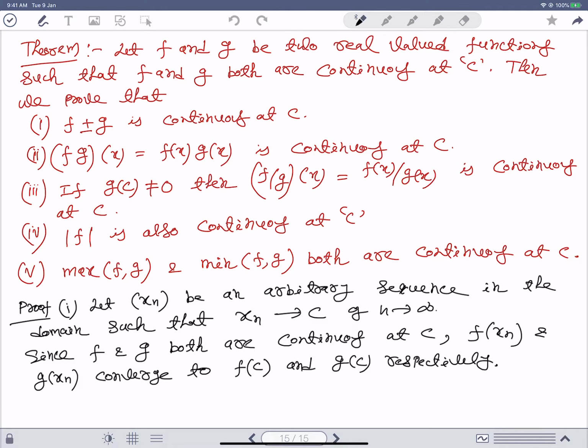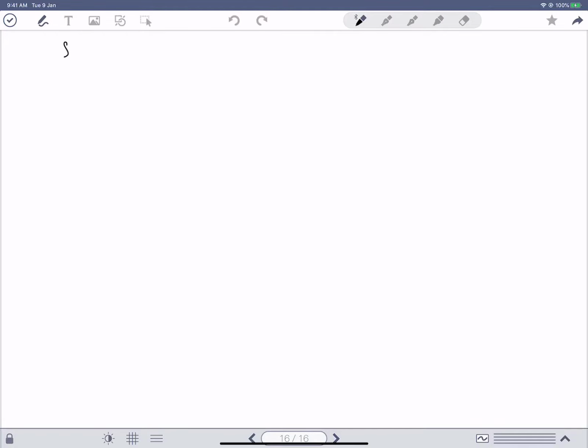right? And now we can use the algebra of sequences. That implies f of xn plus minus g of xn converges to f of c plus minus g of c, right? Now since my xn is an arbitrary sequence, we can say that f plus minus g is continuous at c.